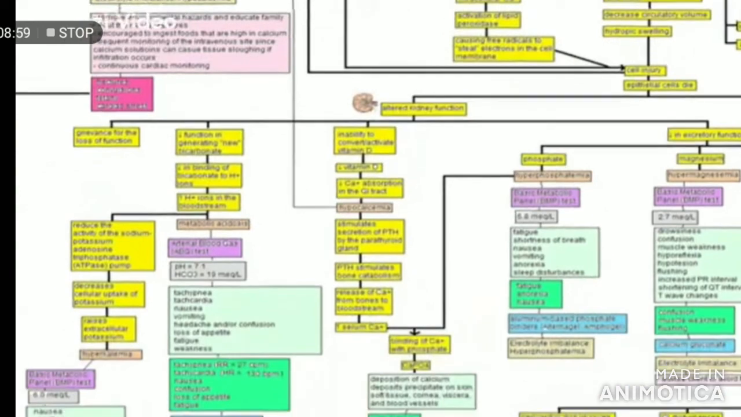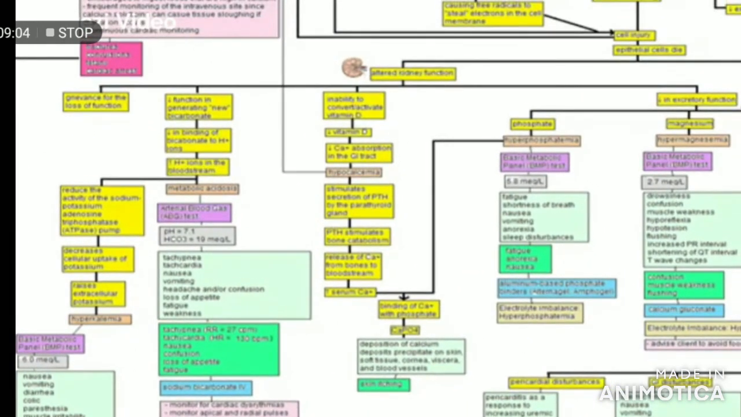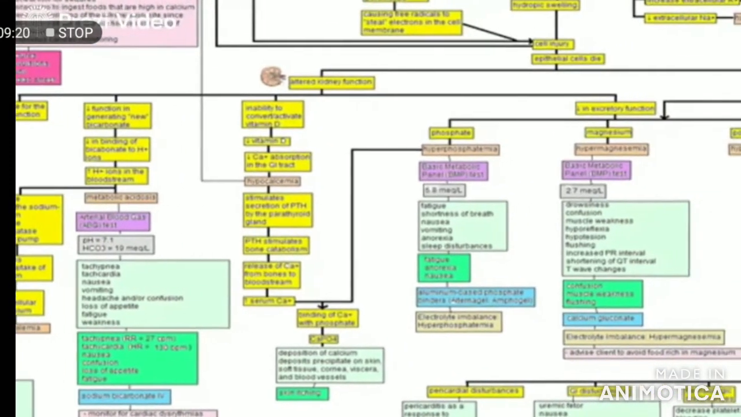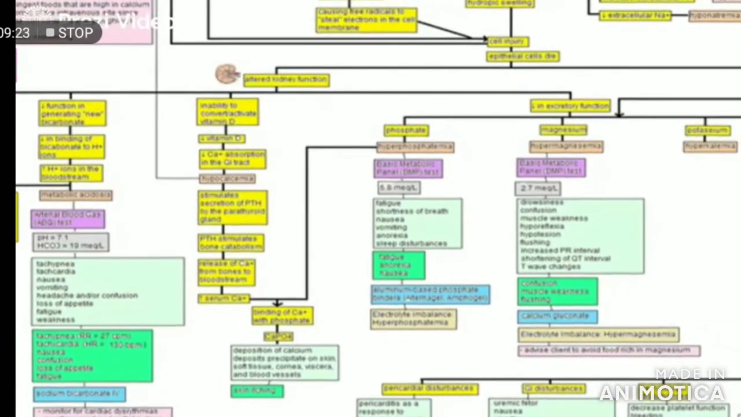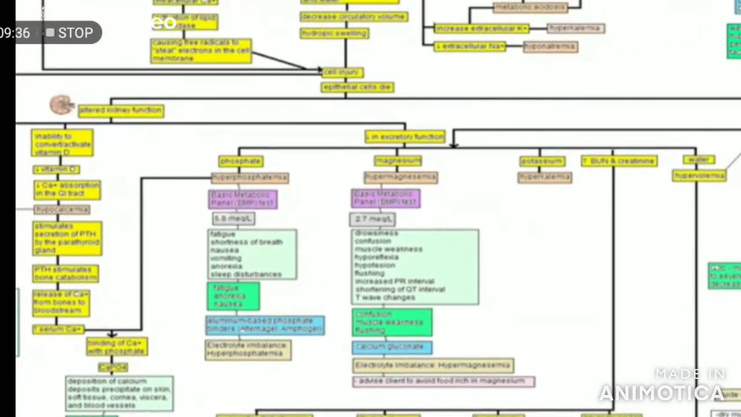So with hypocalcemia, the body will stimulate the secretion of PTH by the parathyroid gland, and the parathyroid gland stimulates bone catabolism, and then there is a release of calcium from bones to the bloodstream, increasing serum calcium. But wait, another effect of the increase of calcium is that it will bind to the phosphate, which wasn't excreted by the kidney.